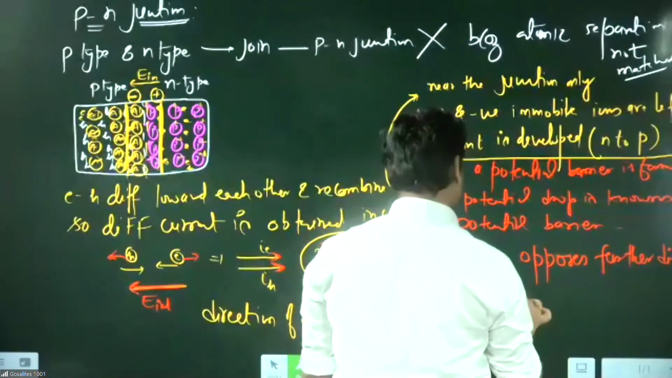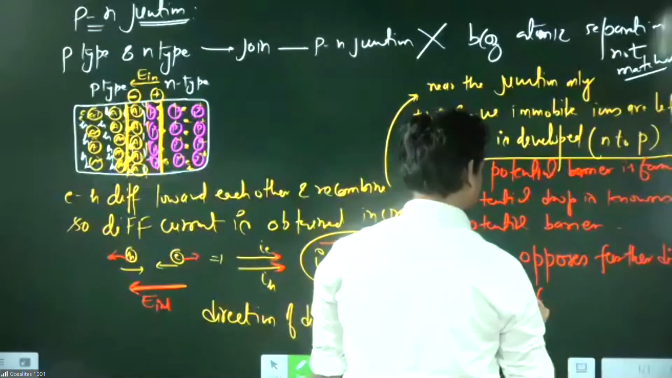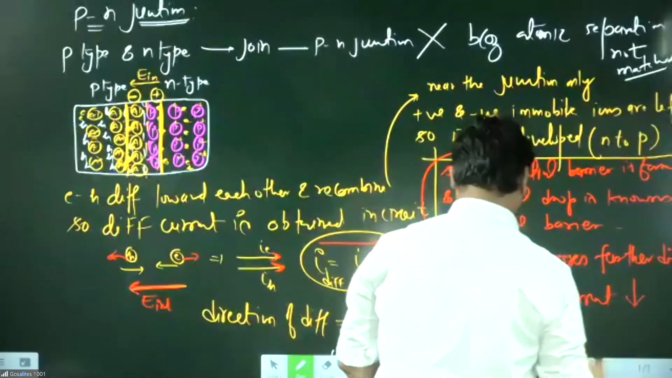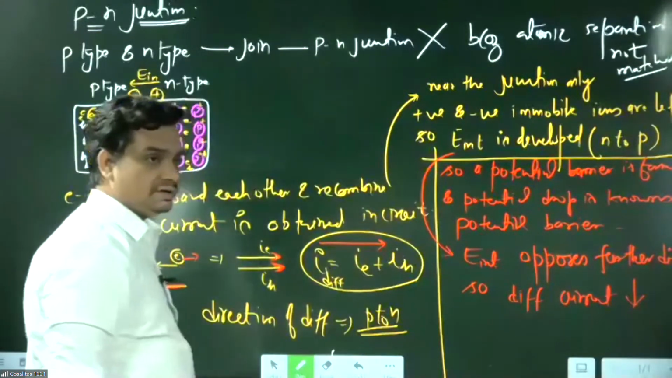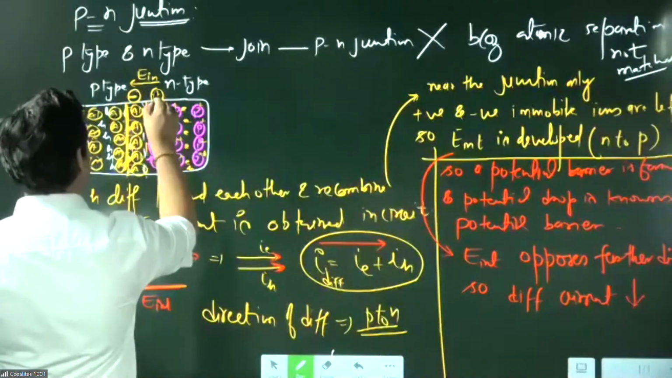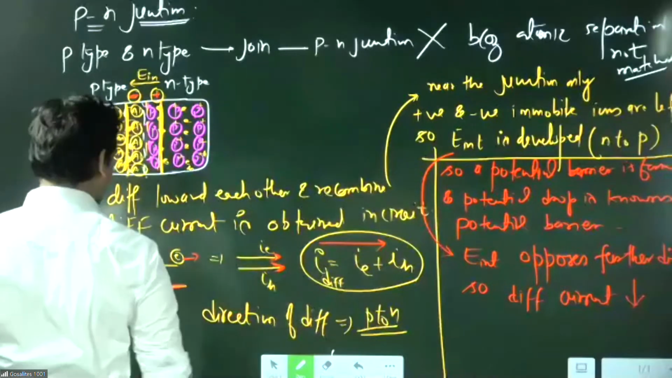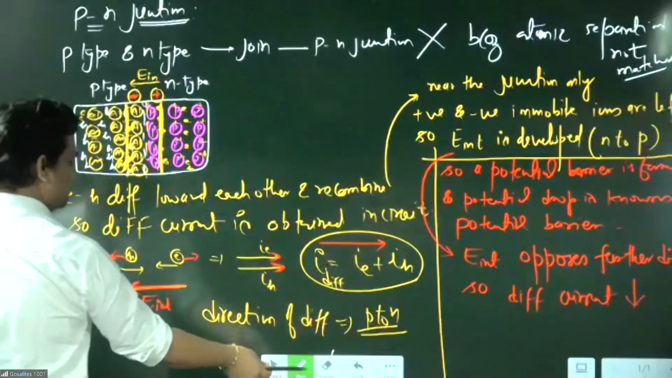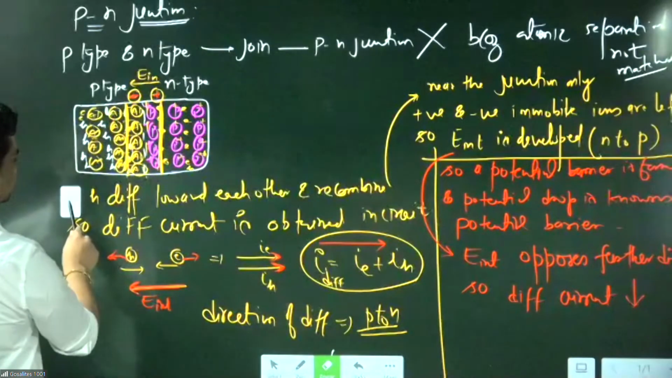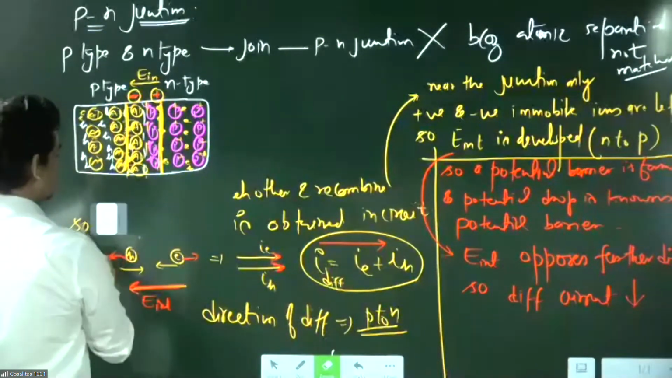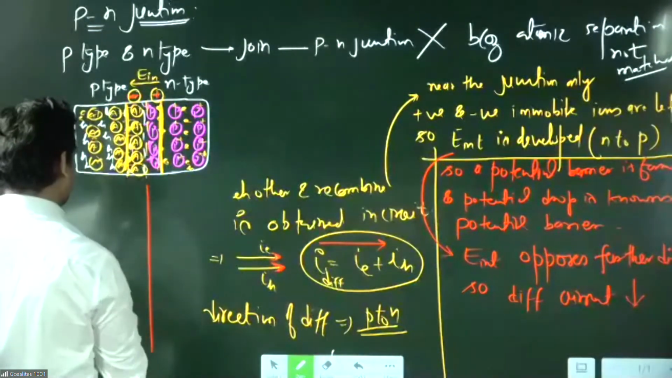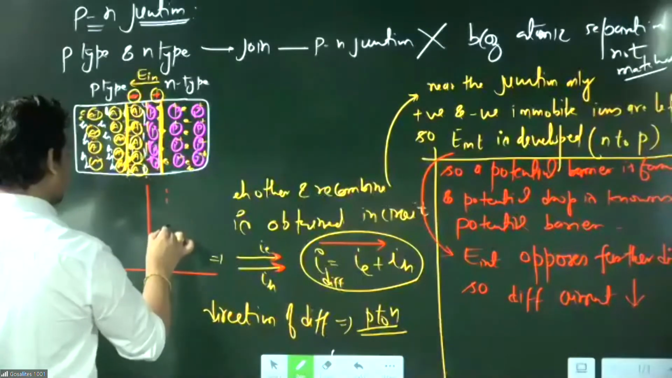So diffusion current decreases. Why potential drop? Because this side is positive, meaning high potential, and this side is negative, meaning low potential. That's why the drop is there. If I want to draw the graph for this, I hope you have written this one, you can see that here this is our depletion layer.